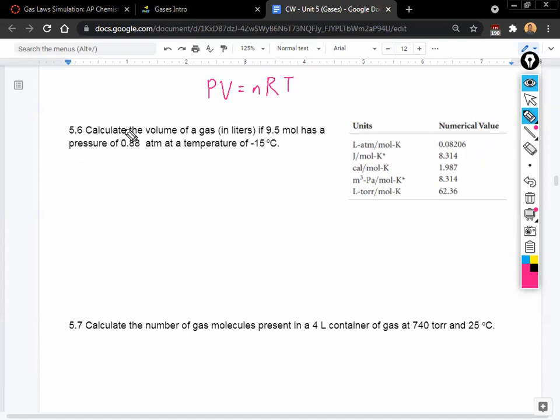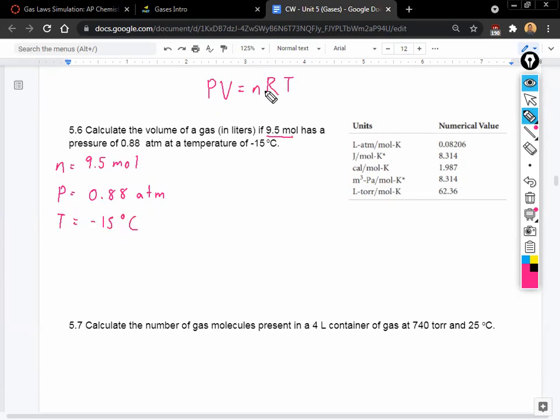The first thing we want to do is figure out what variables we have. Let's start with 9.5 moles. Which of these five variables does 9.5 moles represent? N, yeah, good. So our n is 9.5 moles. It tells us our pressure is 0.88 atm, so for pressure we can just write 0.88 atm. That one's pretty easy. And then our temperature is -15 degrees Celsius.